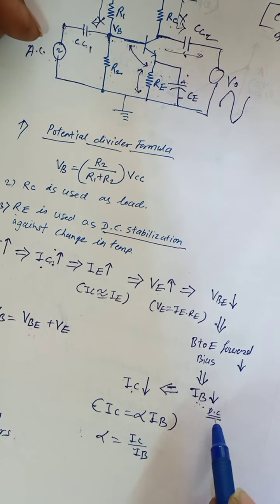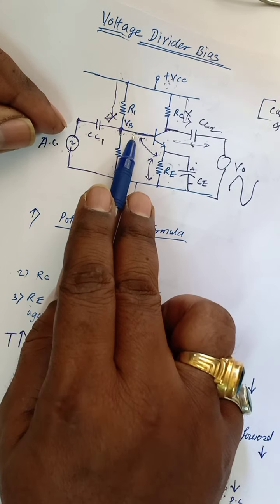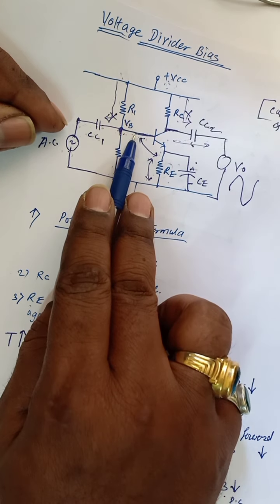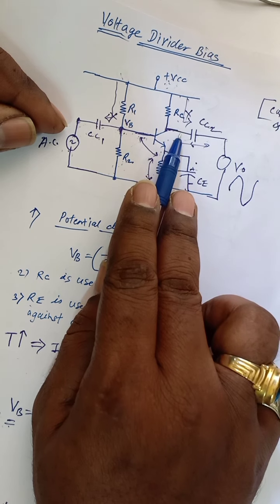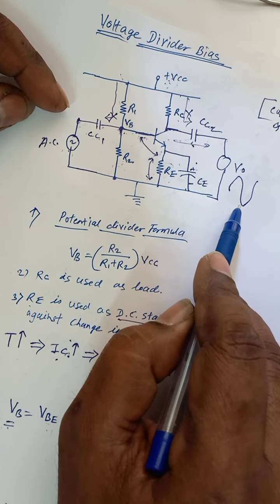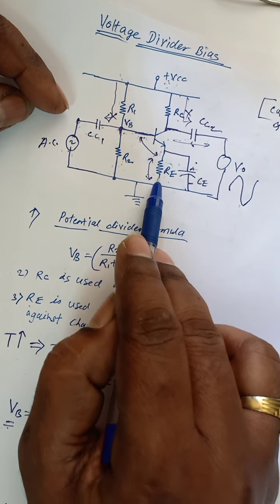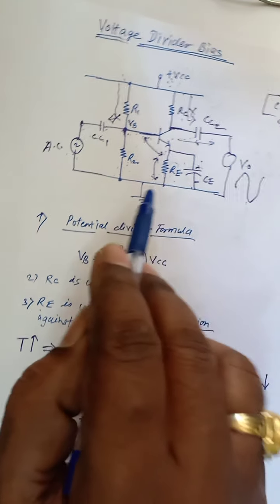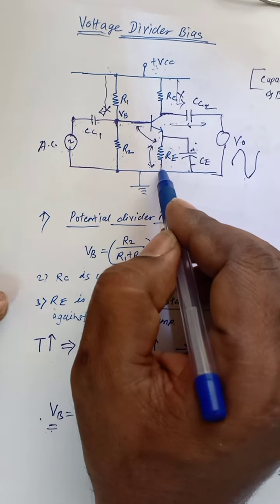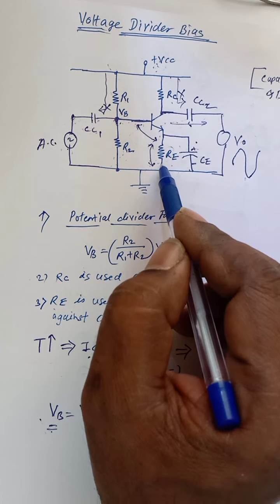Okay, so this is the DC IB. So it can also reduce the AC IB. So as AC IB decreases, AC output current and output voltage decrease. That means this voltage gets reduced because of this RE. Okay, so the main drawback of RE is that it reduces the output voltage.